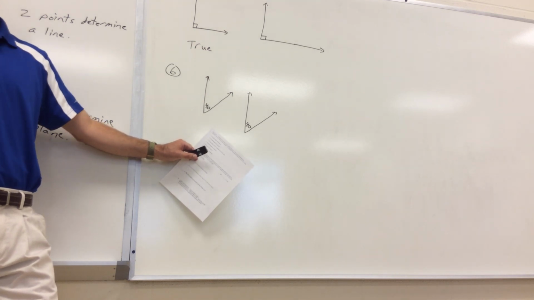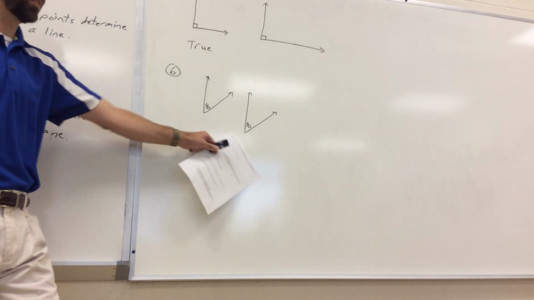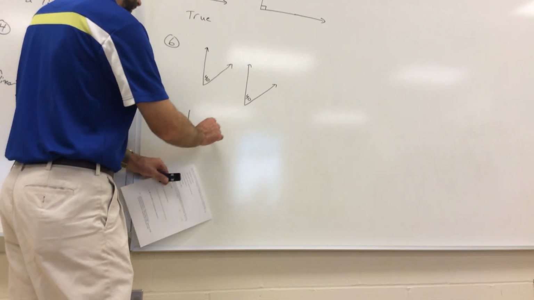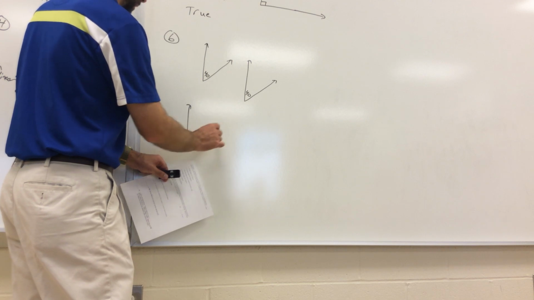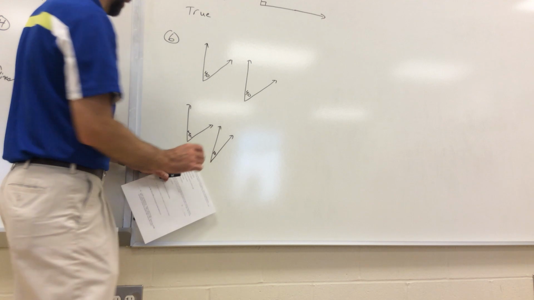Is it possible to draw different acute angles that are different sizes? Yeah, like this one could be 40 and then that one could be 10, right? So let's draw that. Here's a 40. And then a skinny one. There's a 10.